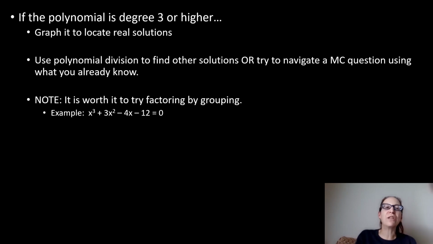So if it's degree 3 or higher, this is what I want you to do. I want you to graph it to locate the real solutions.